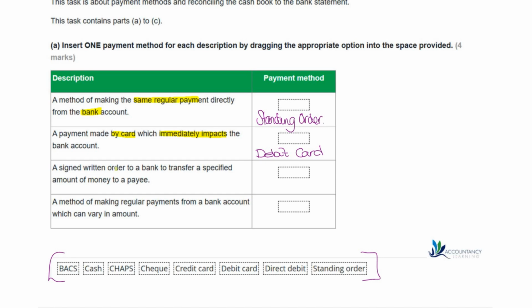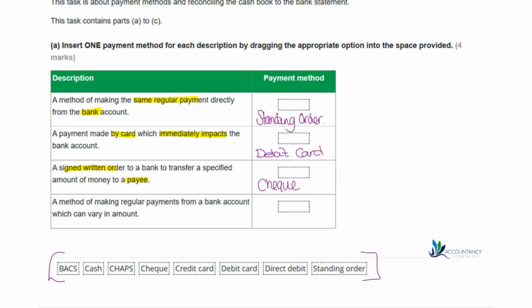A signed written order to a bank to transfer a specified amount of money to a payee. So the signed written order is known as a cheque. We specify who we're paying and how much, and then we sign it to authorise.